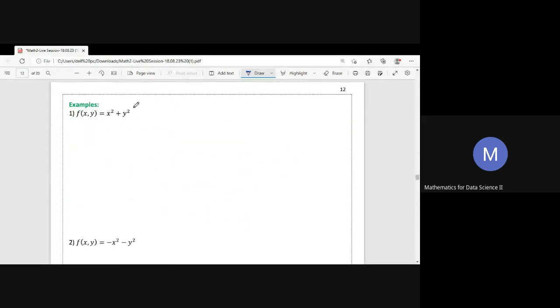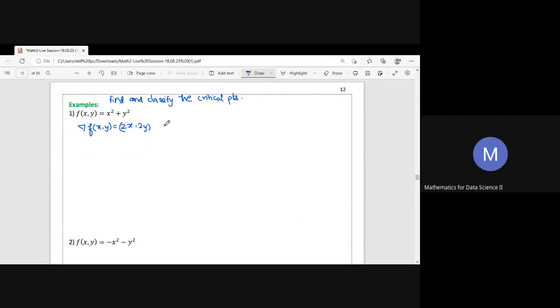Let us see f of x comma y. First, let us find and classify the critical points. How do we find the critical points first of all? Can you tell how to find the critical points? Taking a derivative and equating it. Exactly. First, find the gradient, del f of x comma y. What are the gradient functions here? 2x comma 2y.